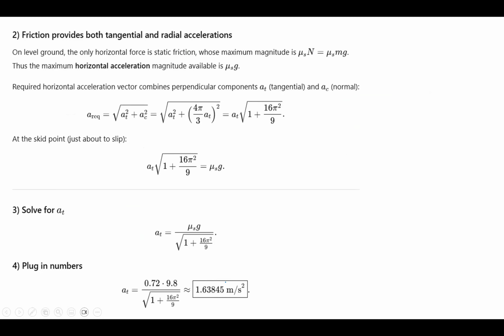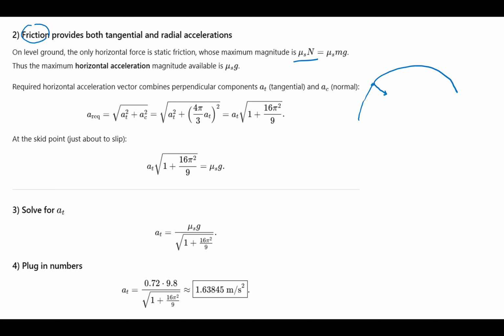And then what about the other? So we have to think about friction. On level ground, the only horizontal force is static friction, whose maximum is given by this one. And note that this is at 1/3, at this position.